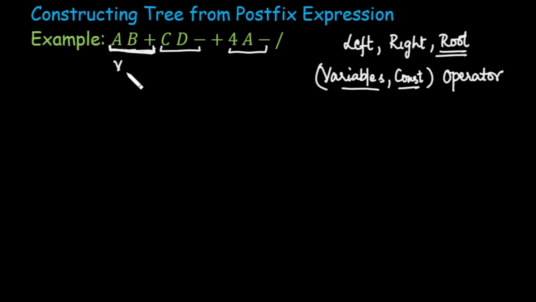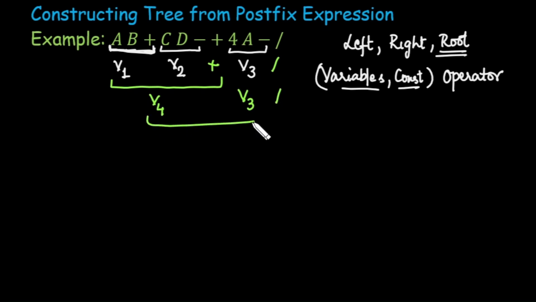Suppose whatever the ordered rooted tree we have, take it as a variable v1, v2, v3, and this plus and divide as it is. Now again we are getting a variable, operator. Suppose it is a v4 and v3 as it is, divide as it is. Again we are getting variable, operator. So that is the final form.